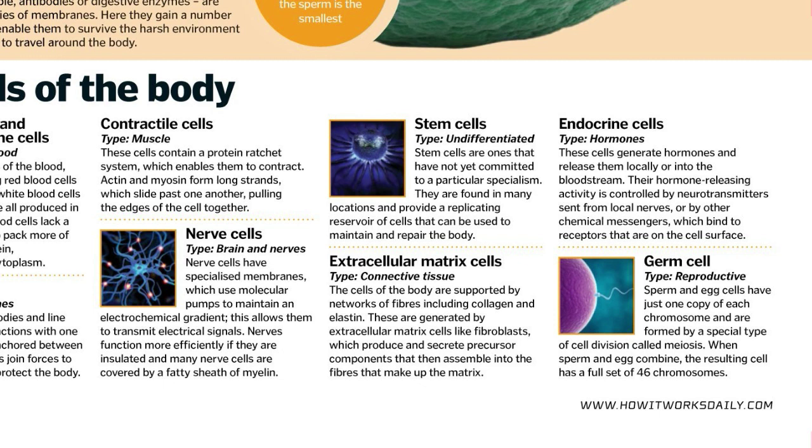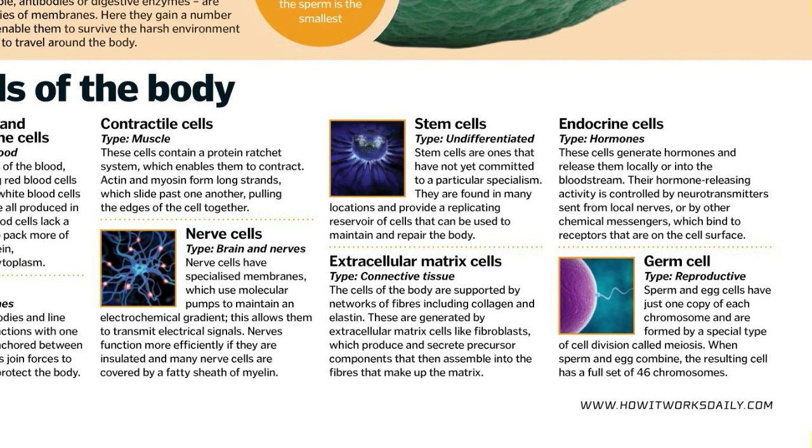Extracellular matrix cells are a connective tissue type. The cells of the body are supported by a network of fibers, including collagen and elastin. Those are generated by extracellular matrix cells like fibroblasts, which produce and secrete precursor components that then assemble into the fibers that make up the matrix.